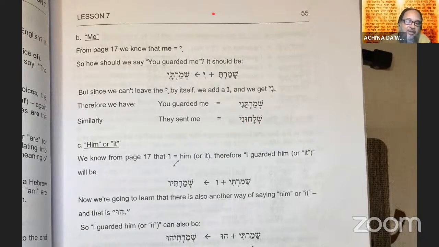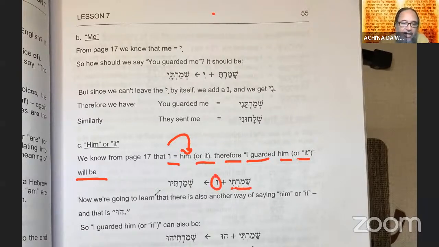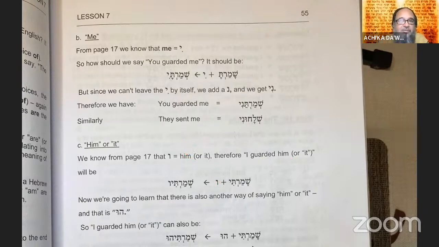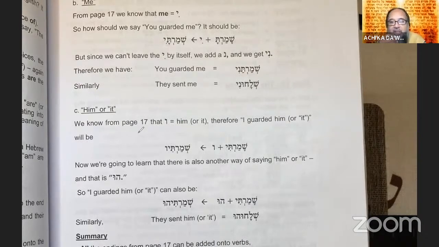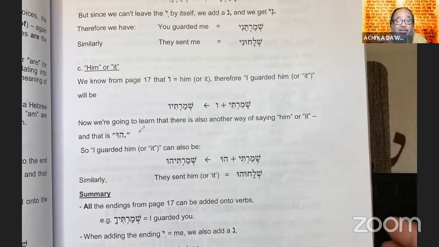So it says, we know from page number 17 that the wa is him or it. Therefore, I guarded him or it will be what? Shamarti, and then add the wa. So it'll go shamarti wa. Very simple. Just adding your pieces to your puzzle. Find your root, find out who's doing it. Is it in the past, the present, or the future? And trust me, I was surprised that we're on lesson number 7. We're moving pretty quickly through these things. When you know your pieces of your puzzle together, then you'll be fine. You just put it all together.